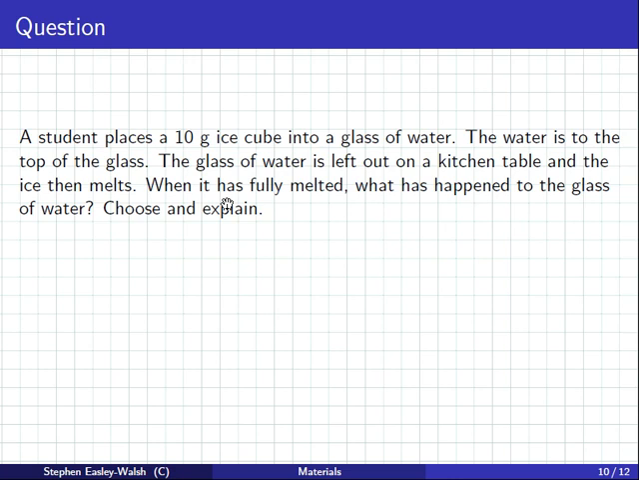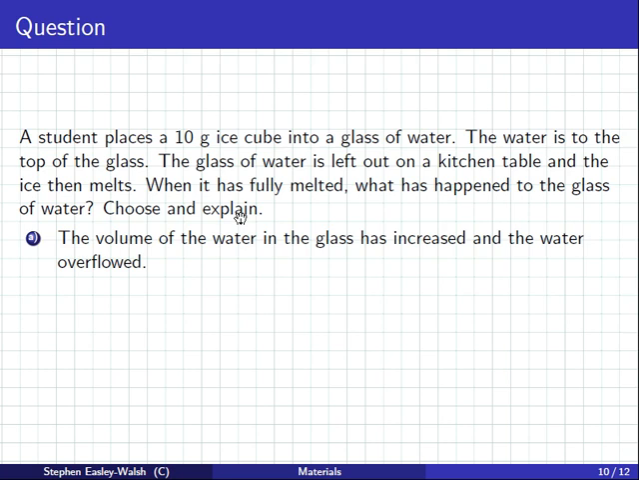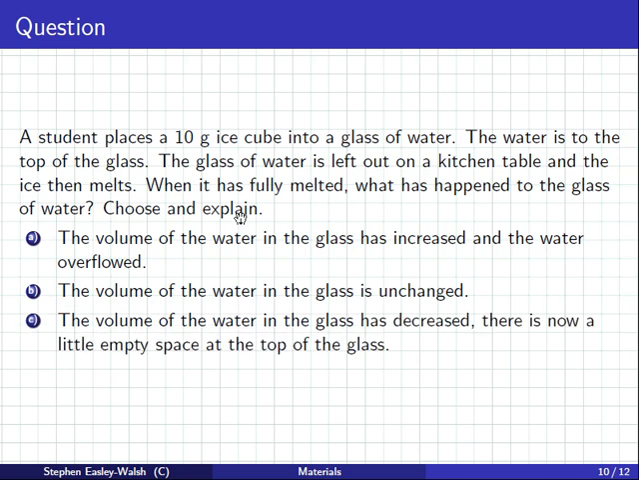And the ice melts. When it has fully melted, what has happened to the glass of water? So I'll give you three choices. The volume of the water in the glass has increased, and so the water overflows. Or the volume of the water in the glass is unchanged, so even though the ice has melted, it's still to the top. It hasn't changed. Or lastly, the volume of the water in the glass has actually dropped. So the water level has dropped, and you now have a little bit of space on the top.